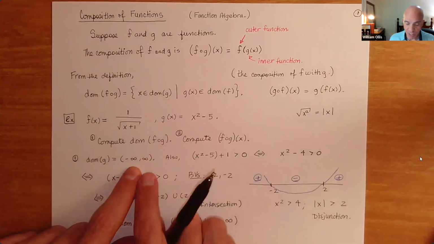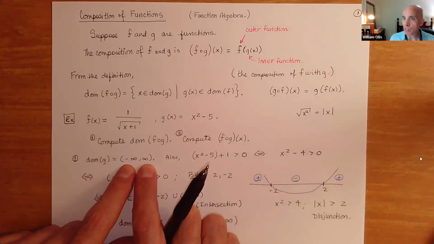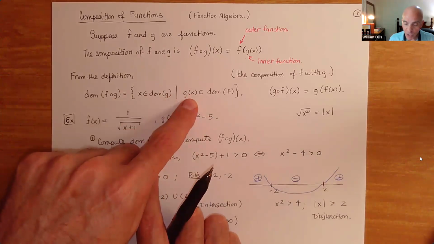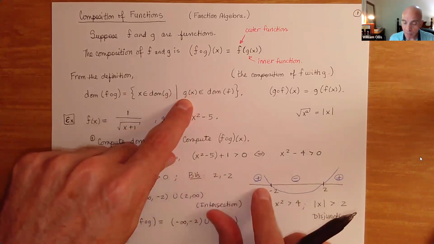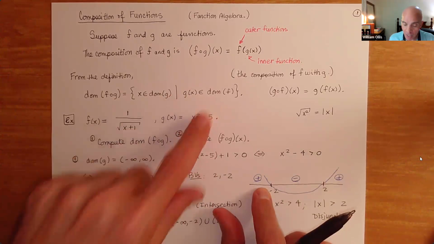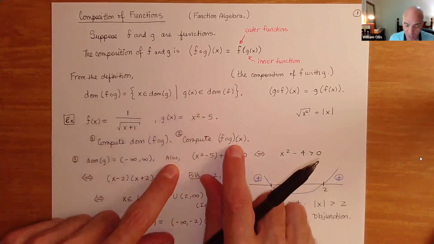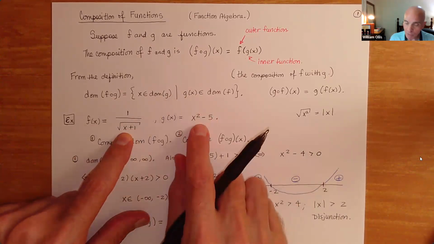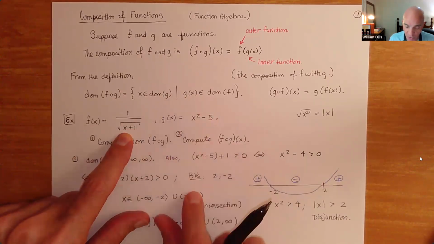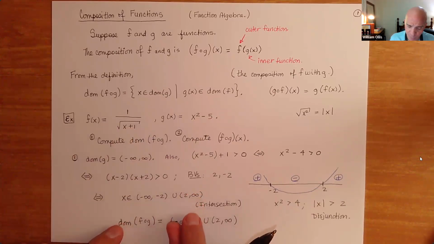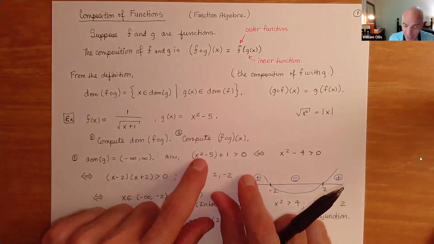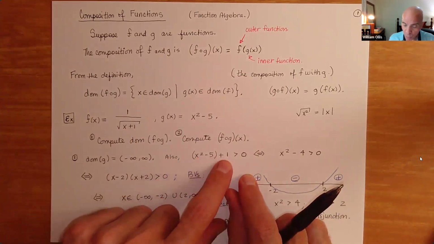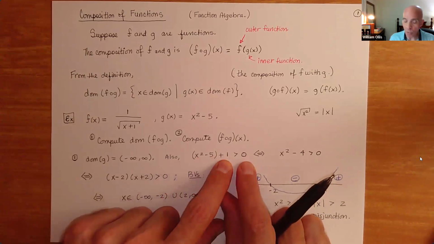So we have a very simple task of computing the domain of g. Now, if we follow the definition here, g of x must be in the domain of f. So we think of the substitution process. Everywhere we have an x in f of x, we substitute g of x. That means, in this particular case, that x squared minus 5 plus 1 must be greater than 0.